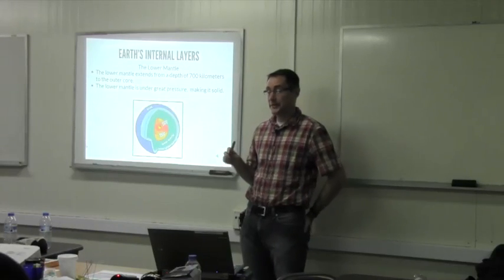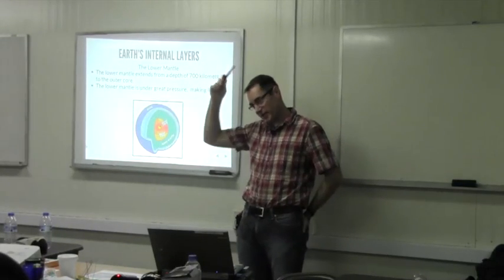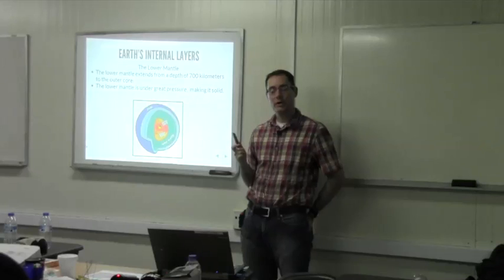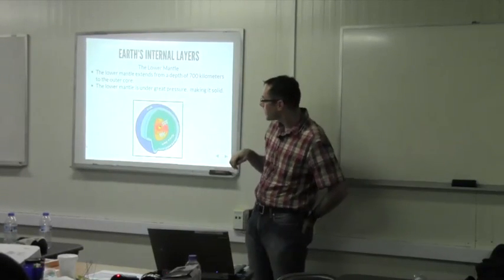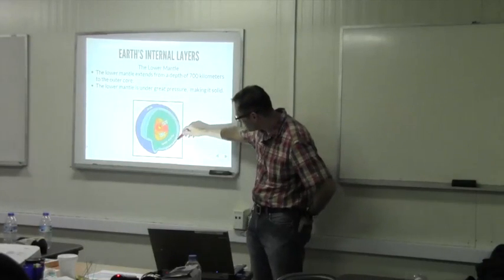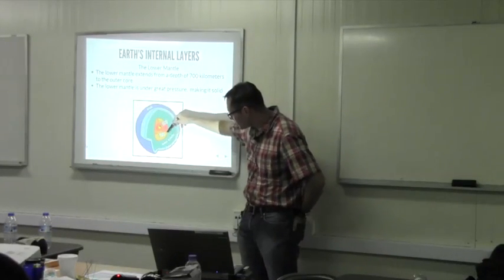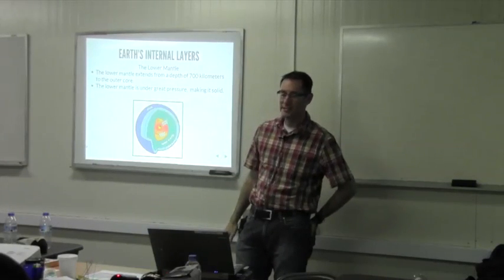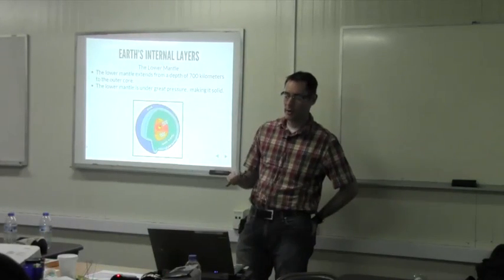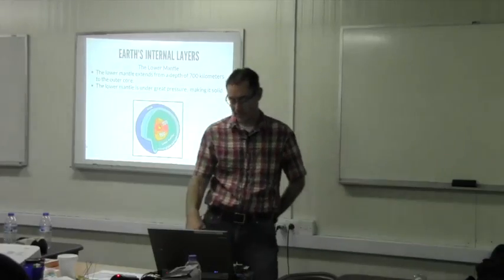But anyway, all right. So that was the upper mantle, the asthenosphere and the lithosphere. The lower mantle goes about 700 kilometers down. This is not a very good picture, but you've got an upper mantle here, then you've got the lower mantle. Great pressure, certainly solid, not going to have flow like the upper mantle.